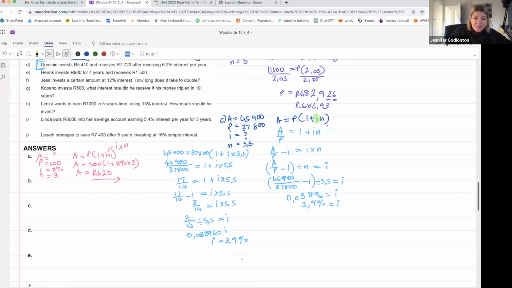So when we go from a decimal to a percentage, all we have to do is multiply it by 100. So at this point over here, we just multiply it by 100, and then that gives us the percentage.